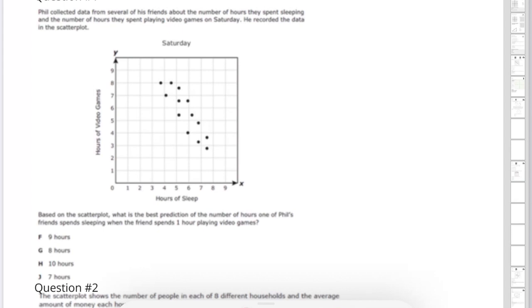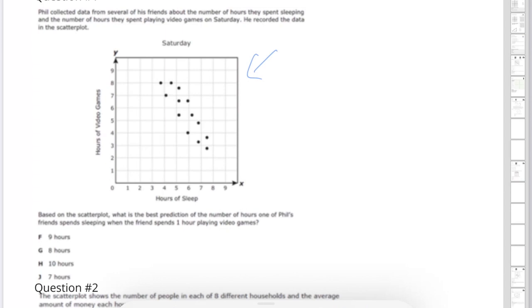First thing we're going to do is read our question. We're going to circle and underline some important key terms or questions, and then we're going to solve our problem, right? All right, so first thing I'm going to do is read it. It says Phil collected data from several of his friends about the number of hours they spent sleeping and the number of hours they spent playing video games on Saturday. He recorded the data in the scatter plot. So here we have a scatter plot.